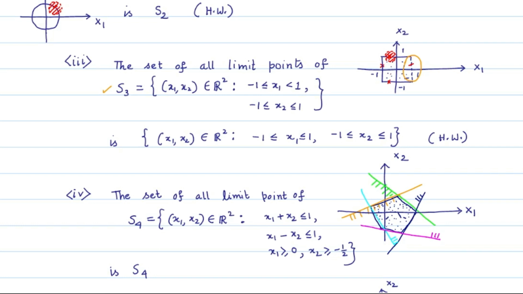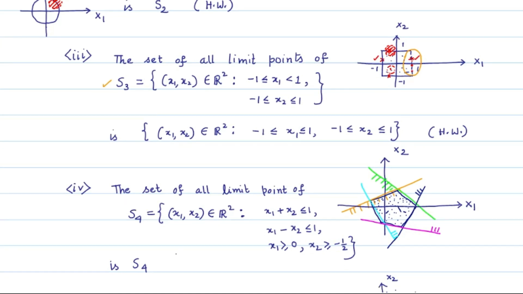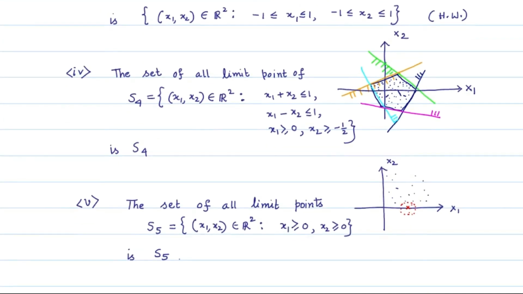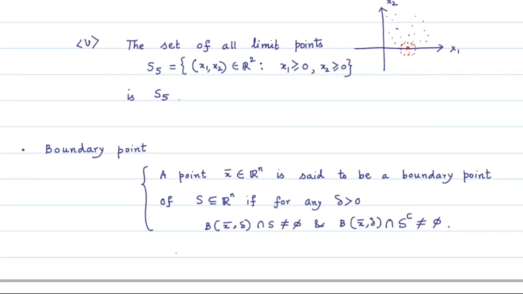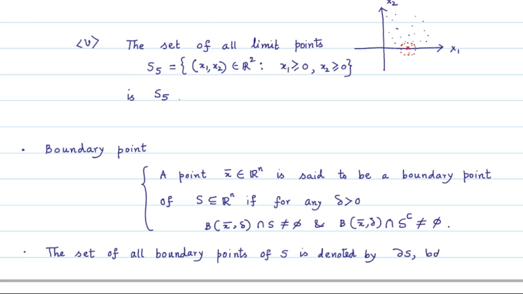However, if we consider any point strictly inside this square region, then we notice that we can inscribe an open ball of small radius which lies strictly inside this square region, and hence this ball does not contain any point outside the set S3, and therefore this point is not a boundary point. From this example S3, we see that a boundary point may or may not be an element of the set. We commonly denote the set of all boundary points of a set capital S by the denotation del S, or simply by BD of S.